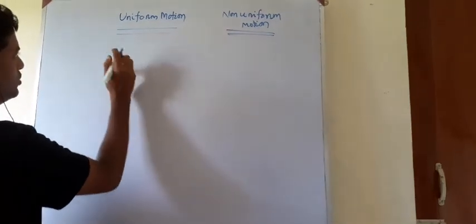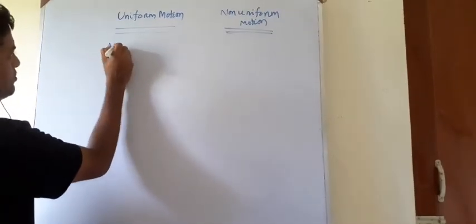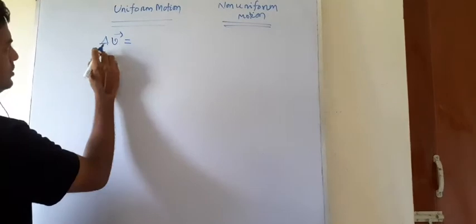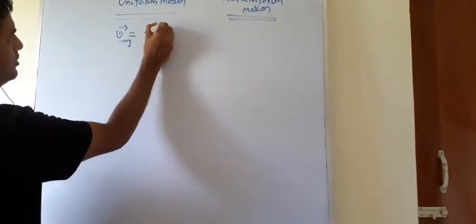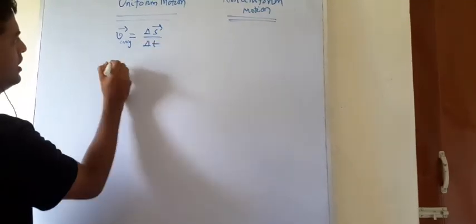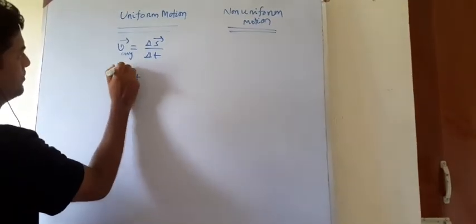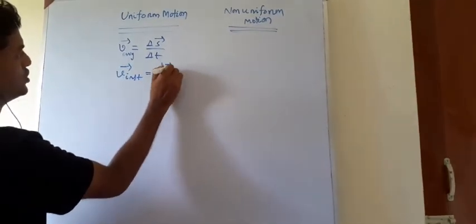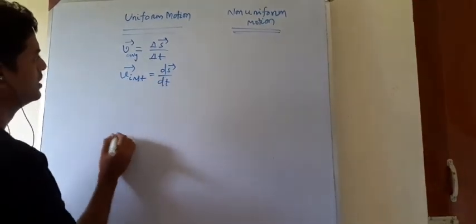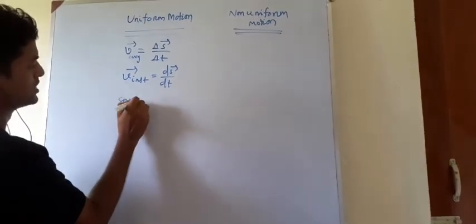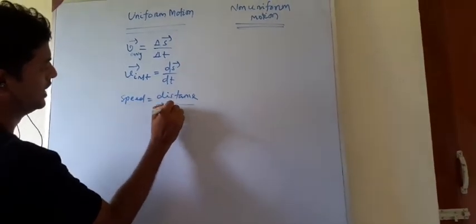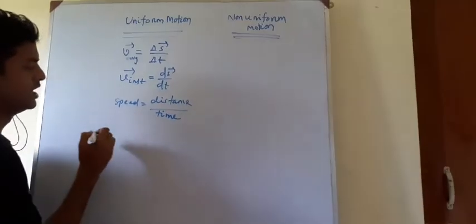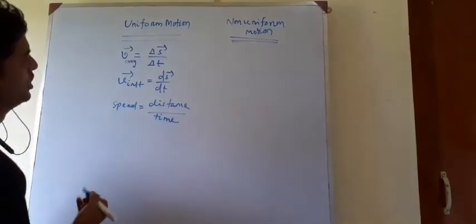So for uniform motion, we will generally use a simple formula, that is average velocity equal to change in position with respect to change in time, and instantaneous velocity equal to small change in position with respect to small change in time. Similarly, speed equal to distance by time. Only these three formulas we are going to use. And one more thing, that is average speed equal to total distance by total time.